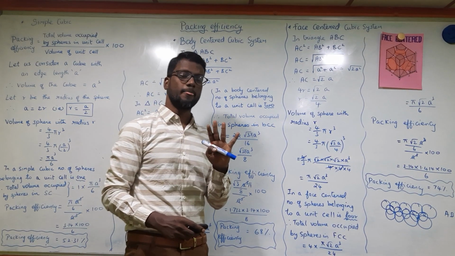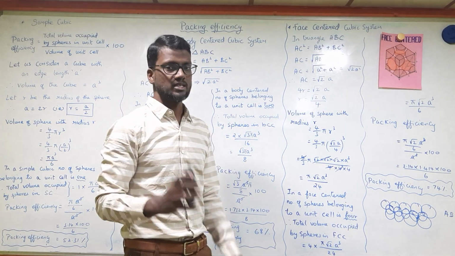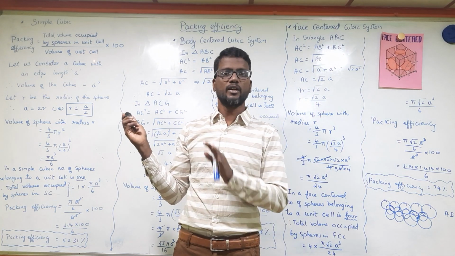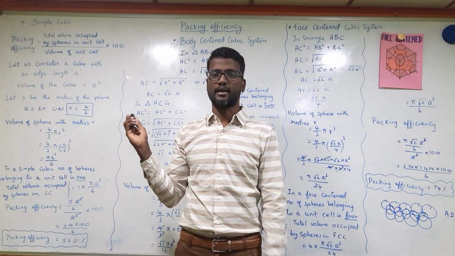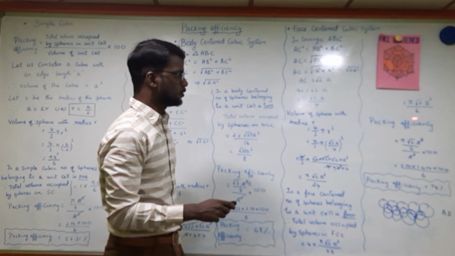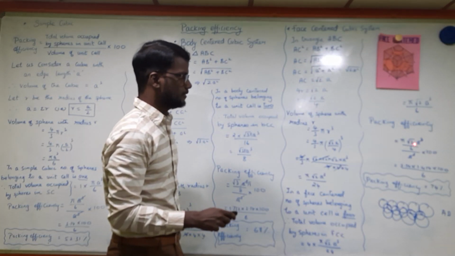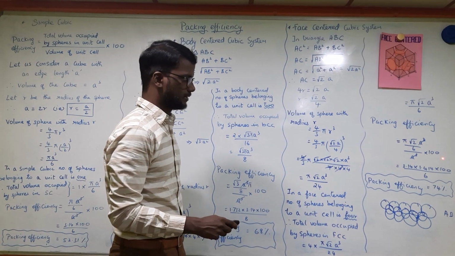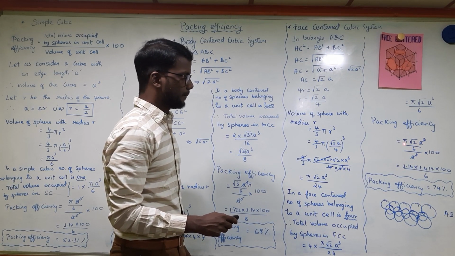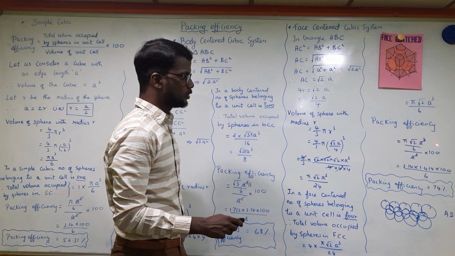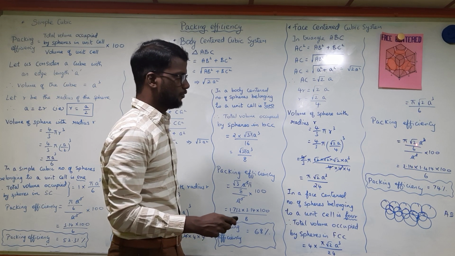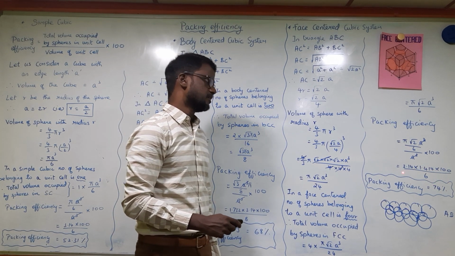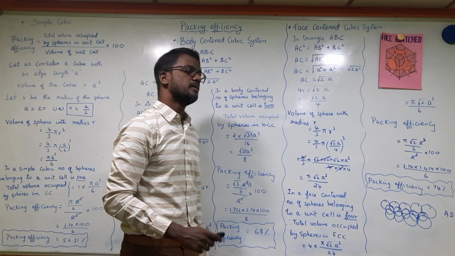So what is step 4? Finding out packing efficiency. What is the formula? Total volume occupied by spheres in the unit cell divided by volume of unit cell into 100. So what is the total volume occupied by spheres in the unit cell? This is the value, I substitute over here. And what is the volume of unit cell? a cube, we have already calculated, into 100. Now a cube here gets cancelled. Pi square root of 2 into 100 by 6. 3.14, root 2 is nothing but 1.414, and into 100 divided by 6. If you calculate this, the value is going to be 74.